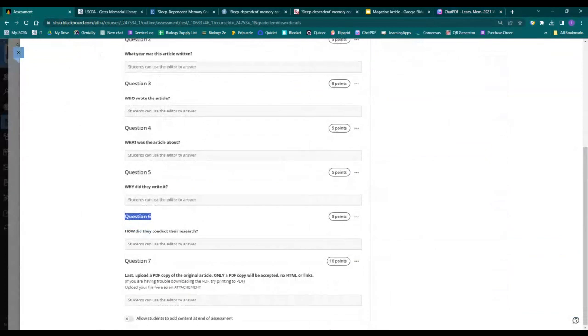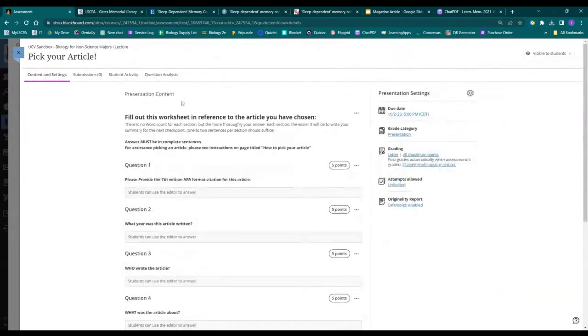The last thing is you're going to upload the PDF. Make sure that it is the PDF and only the PDF in this last section. You're going to attach it as an attachment, okay, in question number 7. If you follow those steps, you should get an A on the first try. If you do not get an A on the first try, there is unlimited attempts for this. So read the feedback that I give you, make the corrections, and submit it again. You can submit this as many times as you need to, which is important because checkpoint 2, you will be using this information to write your editorial.